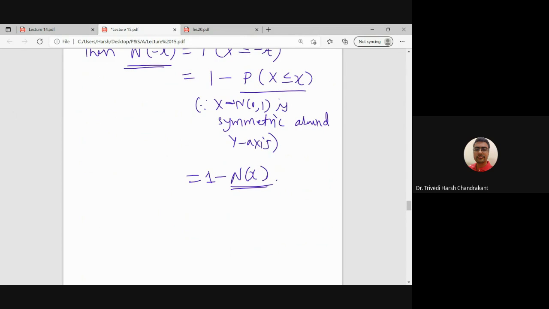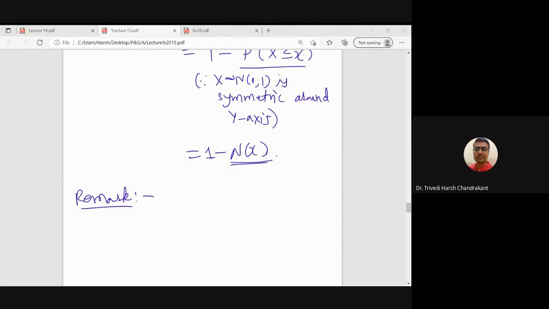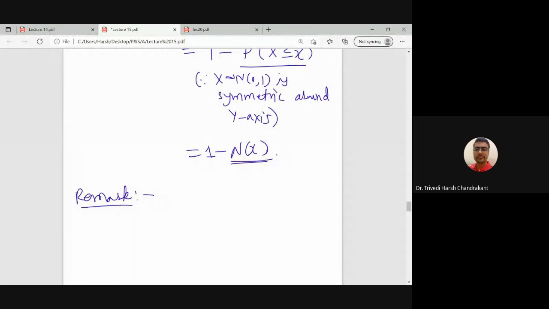So let us have a remark. Since we have the table of the standard normal distribution function, but the given normal variable may or may not be standard, first we need to convert it into the standard form. We know that a linear transformation doesn't change the behavior of the random variable.